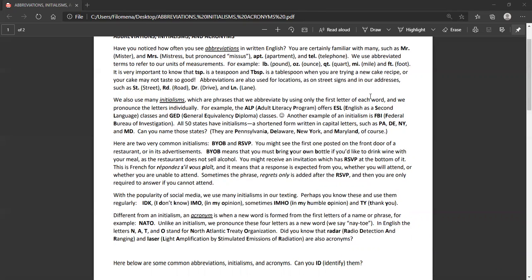Abbreviations are also used for locations, as on street signs and in our addresses, such as St. for street, Rd. for road, Dr. for drive, and Ln. for lane.